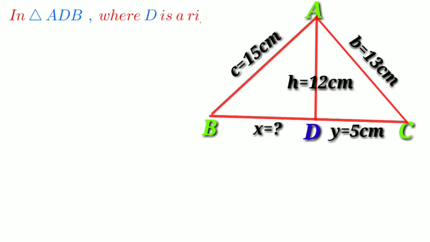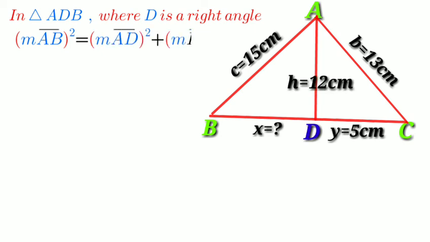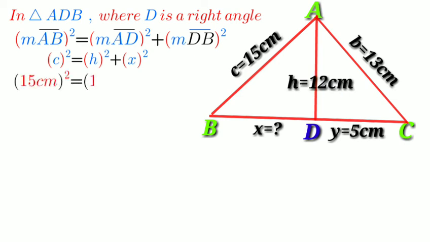In another triangle ADB, where angle D is right angle, by using the Pythagoras theorem, AB square is equal to AD square plus DB square. It can also be written as C square is equal to H square plus X square. On putting the value of H and C, the value of C is 15 centimeter and value of H is 12 centimeter.